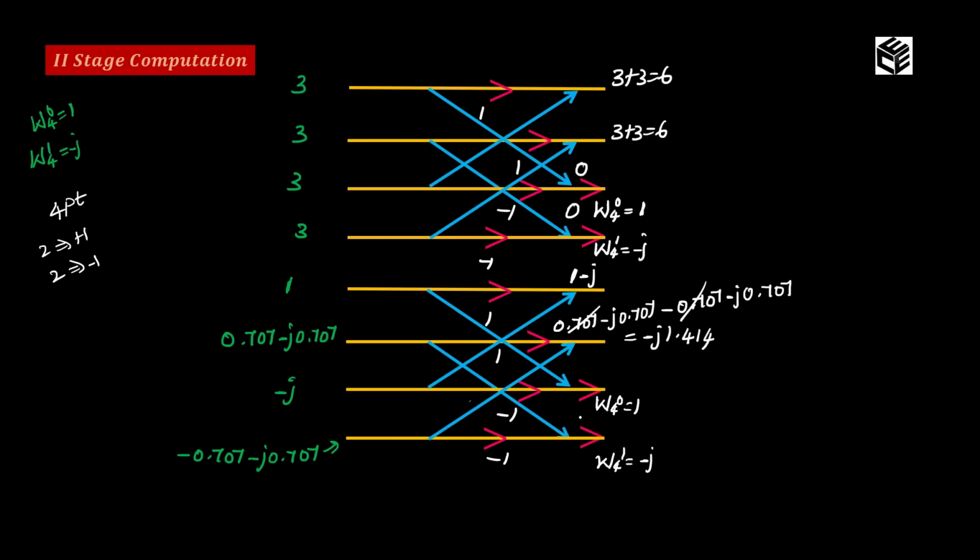My value will be minus J 1.414. Okay, in a similar way, this is 1, this is minus J. So it is 1 minus J into -1, correct? So it is plus J. So this is 1 plus J. And here it is 0.707 minus J 0.707 minus into this value. So it is plus 0.707 plus J 0.707. So the J term will cancel each other and my answer will be 1.414.